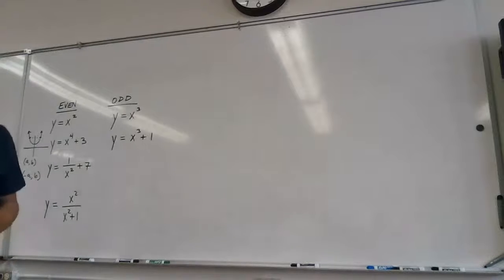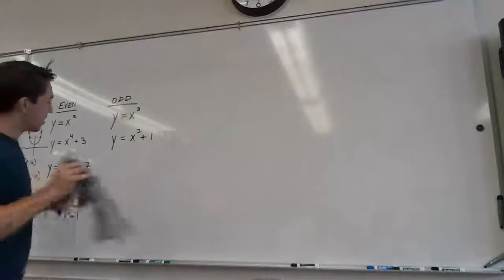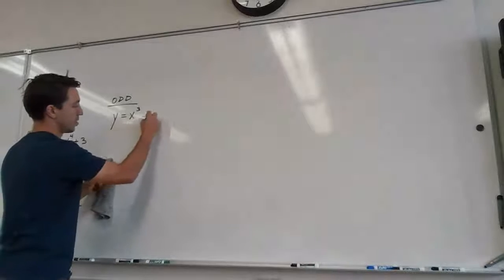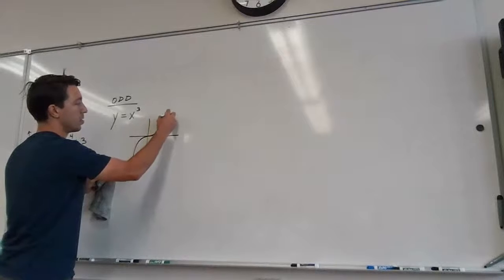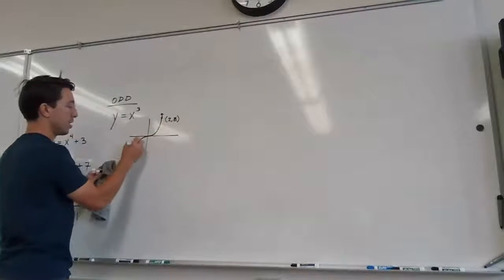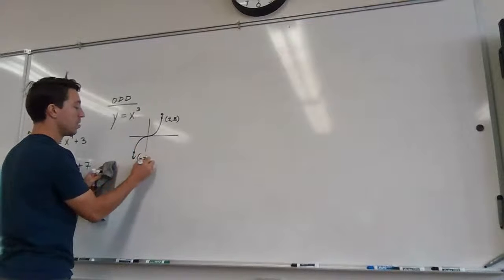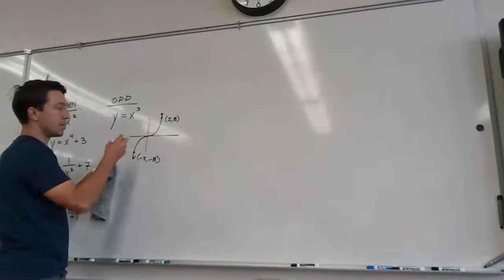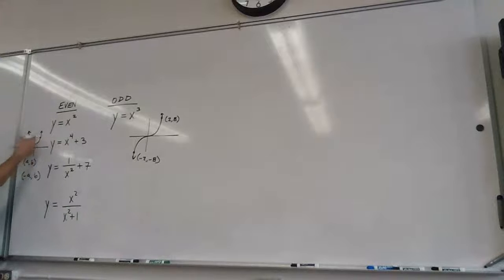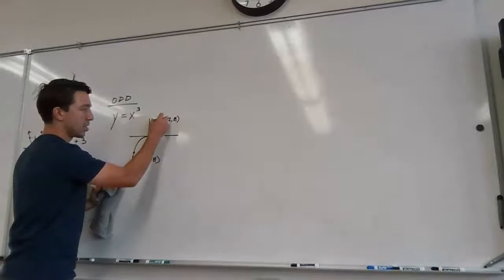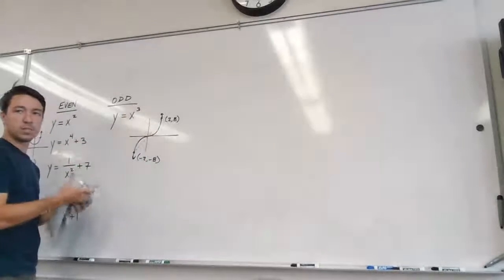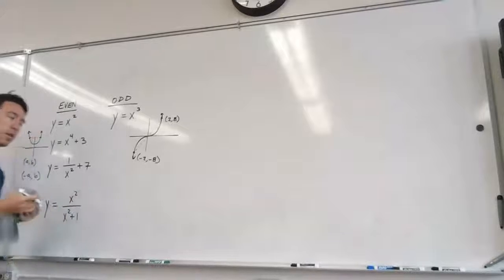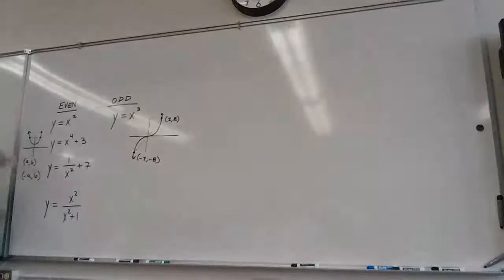Is there symmetry? Here's why. If I graph this, plug in 2, you get 8. Plug in negative 2, you get negative 8. How does he see his best friend? This guy has to look across the y-axis to see his best friend. This guy has to look through the origin. So if I shift this thing up by 1, it's not going to have that symmetry anymore. Even functions, you can shift them up or down, and it's not going to affect their symmetry. Odd functions, not the case.